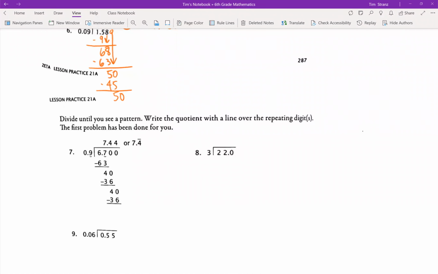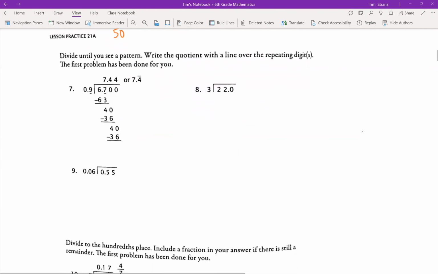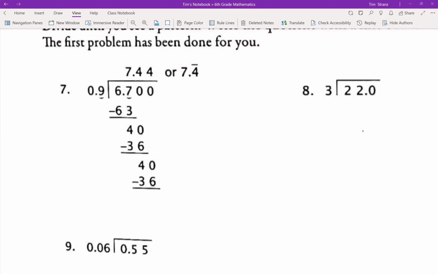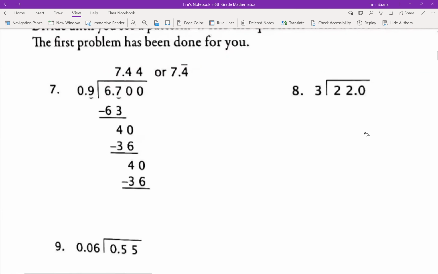Let's look at new directions here. Divide until you see a pattern. Write the quotient with a line over the repeating digit. The first problem has been done for you. In this case, it's 7.4, and the 4 is just going to repeat. So it would be 7.44444 for infinity. Instead of writing 4 a million bazillion times and going on forever, they just put a line over it right here to say that the 4 is going to repeat for infinity. It's never going to stop.